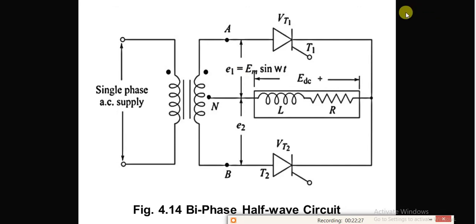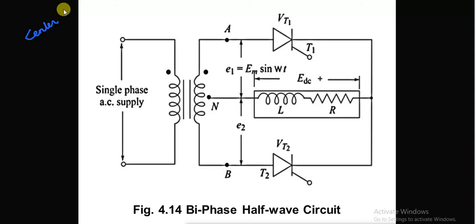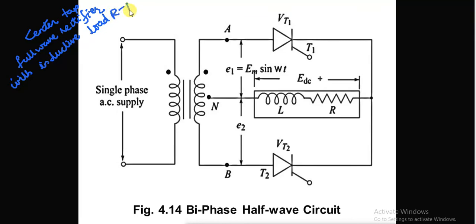So this is the circuit diagram for a center tap full wave rectifier with inductive load, meaning R in series with L. It is also called the M2 connection, also called the biphase half wave circuit.